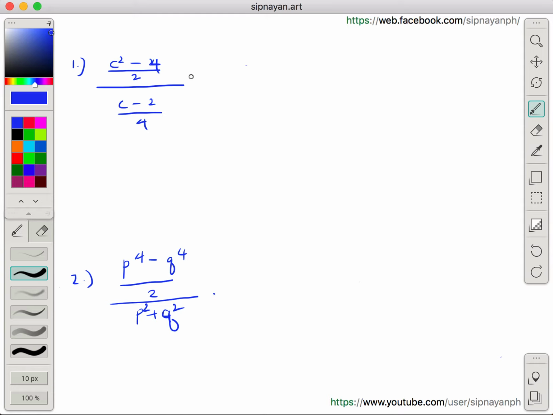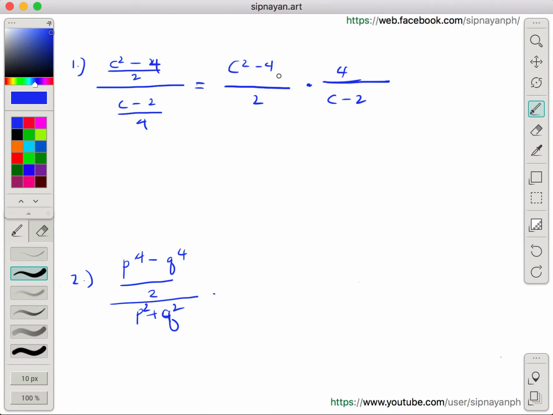So dito, ang dividend natin ay c squared minus 4. Gagawin natin is kukopyahin lang natin siya, c squared minus 4, and then over 2. And then, i-multiply natin sa reciprocal nitong ating denominator. No? So, ang reciprocal ng c minus 2 over 4 is just 4 over c minus 2.